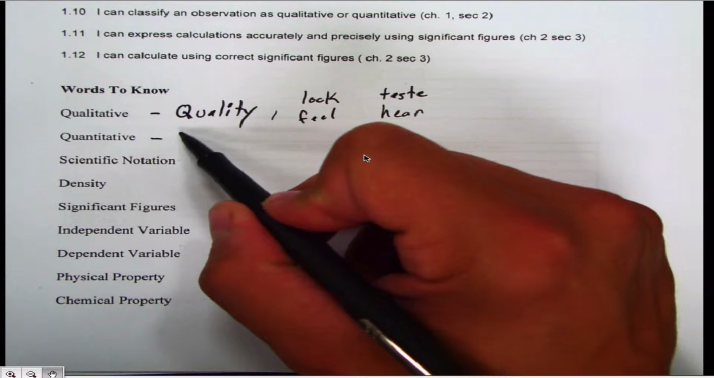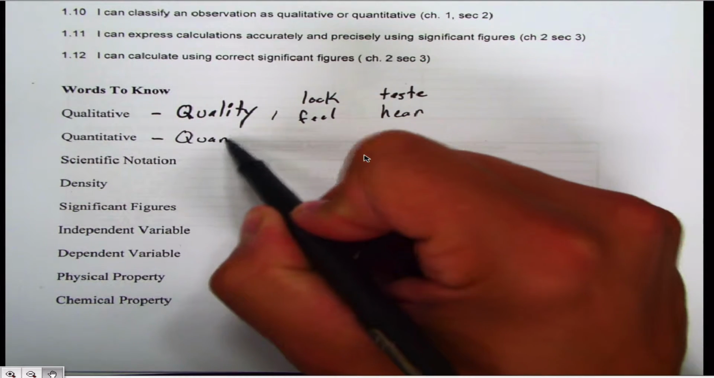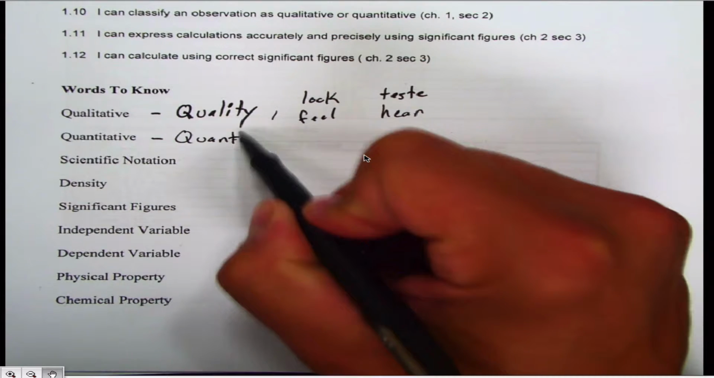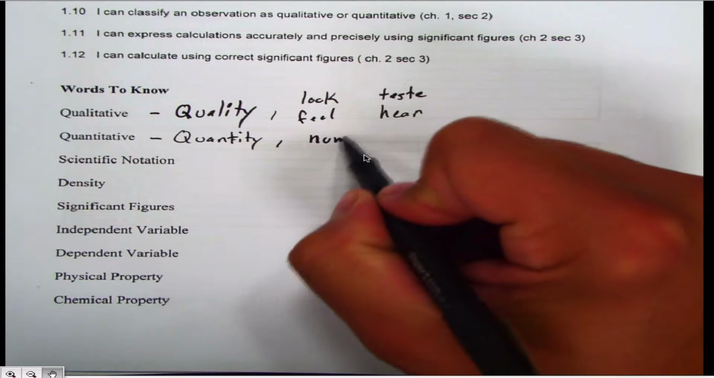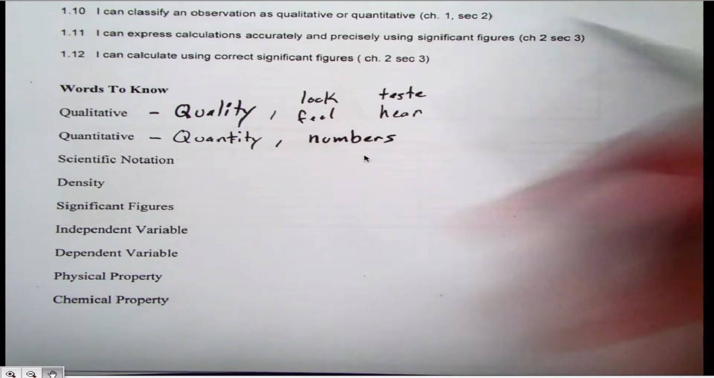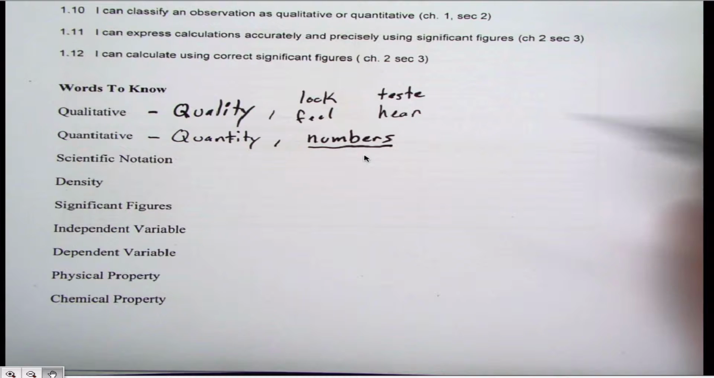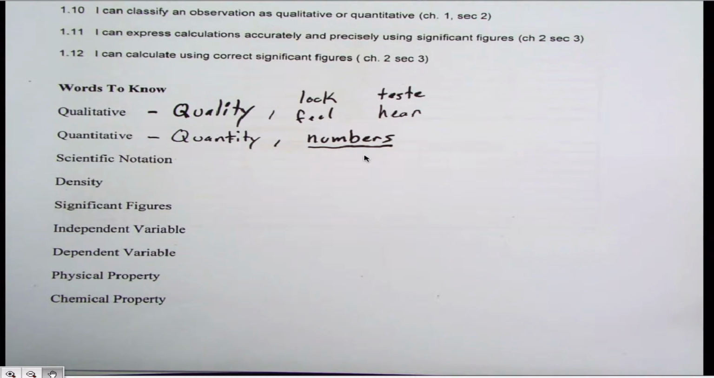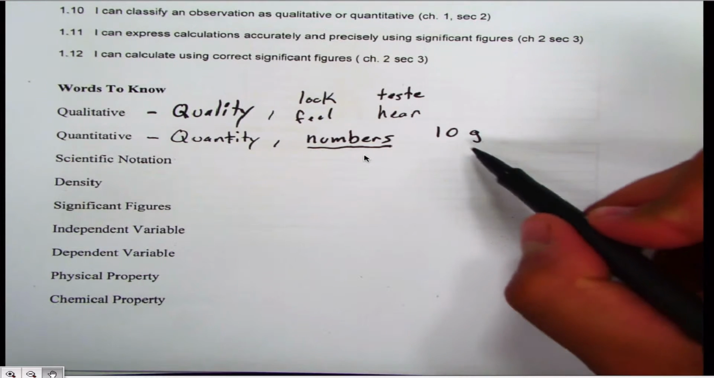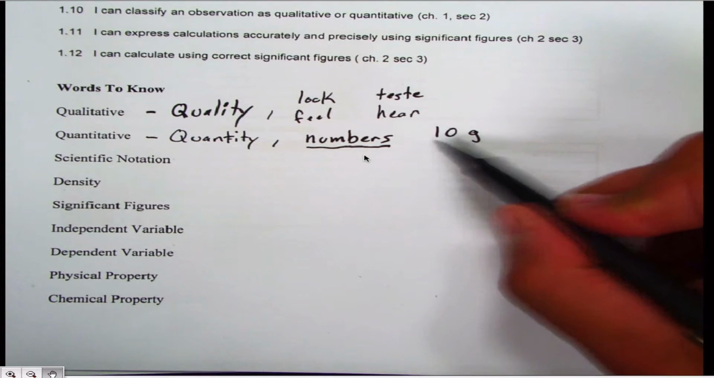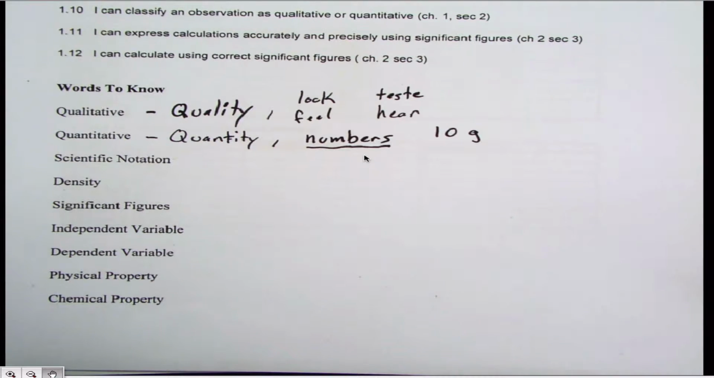Quantitative, which is directly related to qualitative, is a quantity. These ones are going to always involve numbers. So it's going to be a number with a label. For example, let's say I went in the lab and I needed to measure out 10 grams. Well, 10 grams, that's a quantitative value. A number with a unit, grams, G is grams.